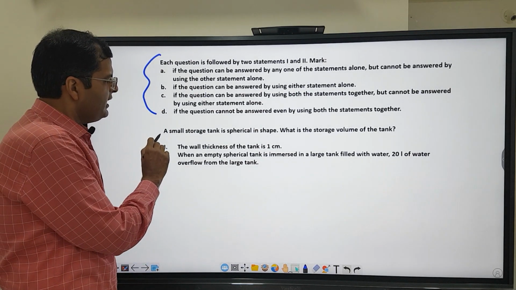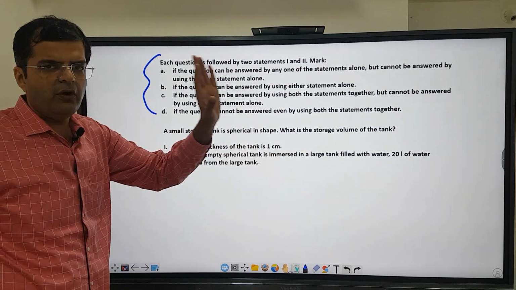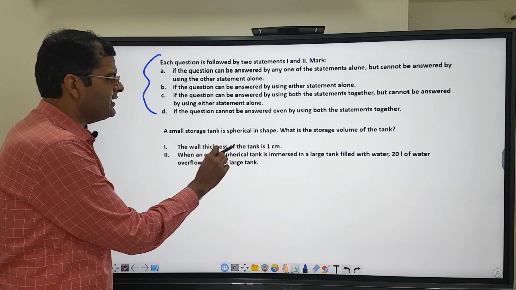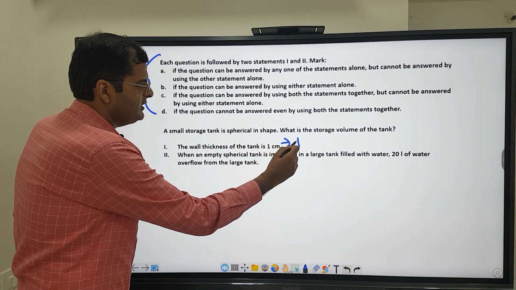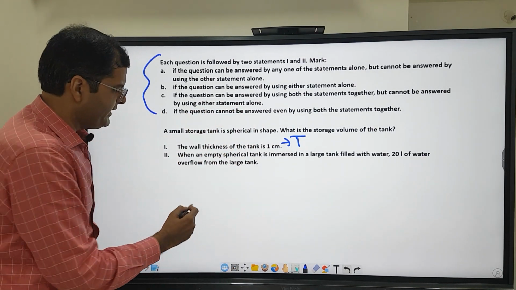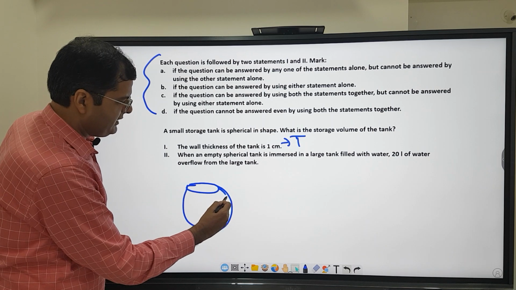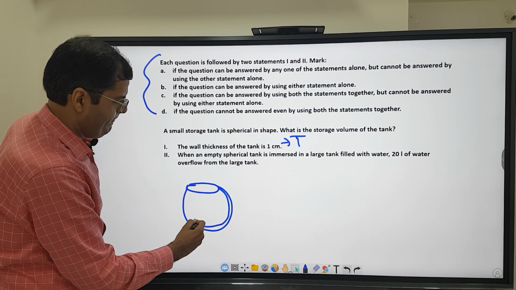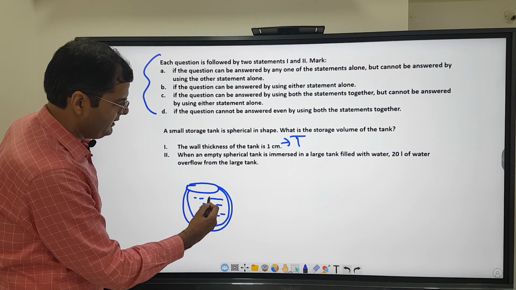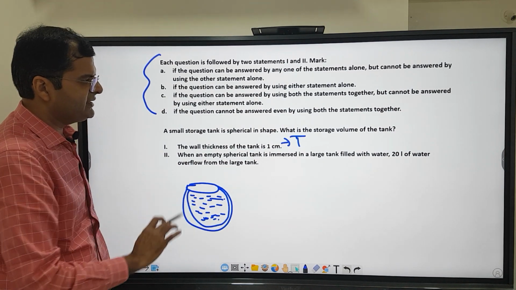It says a small storage tank is spherical in shape. What is the storage volume of the tank? The first statement says the wall thickness of the tank is 1 centimeter. So I know the thickness. Storage volume is the internal volume of the tank. It is spherical like this, and it has some thickness here. Storage volume is like the water I have inside it. The volume of this water is the storage volume, the inside volume.